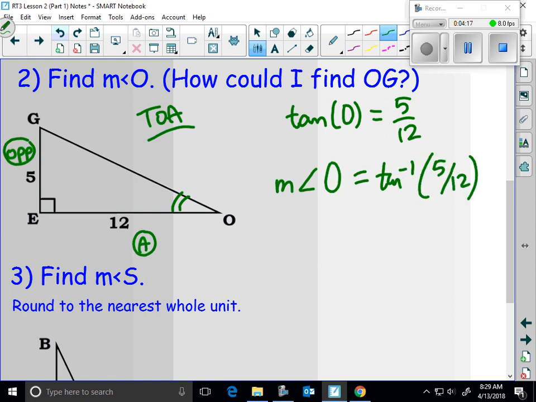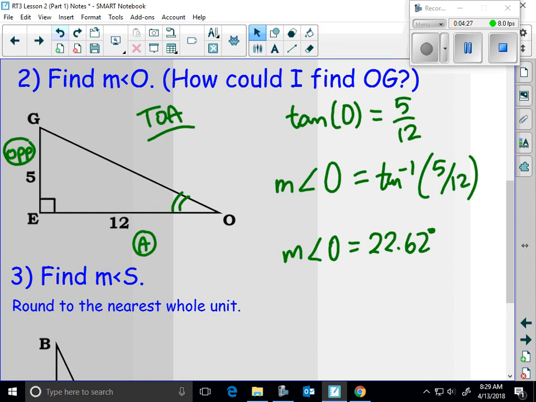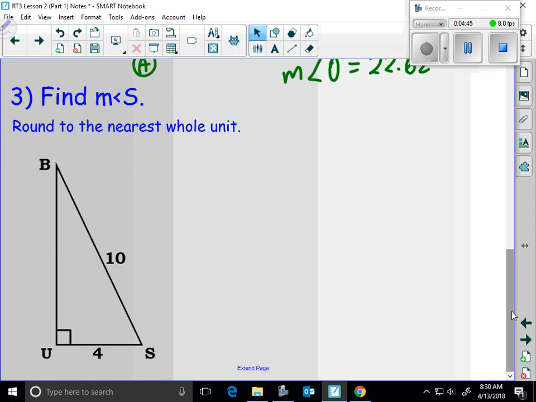What did we get there? 22.6. Anybody disagree with that? Solid there, good. Just out of curiosity, how could I find the measure of OG, this length right here? Pythagorean theorem. 5 squared plus 12 squared, you might recognize as a Pythagorean triple with 13. So you could use Pythagorean theorem there to find the measure of OG.